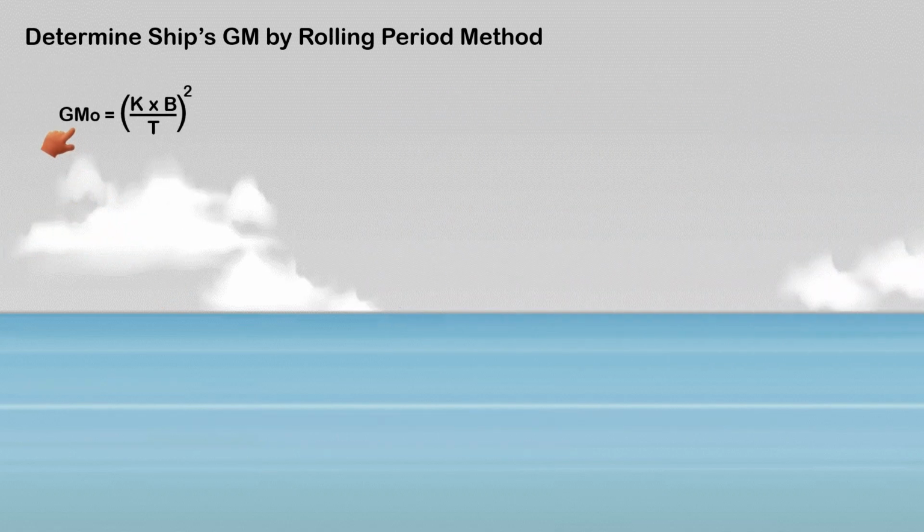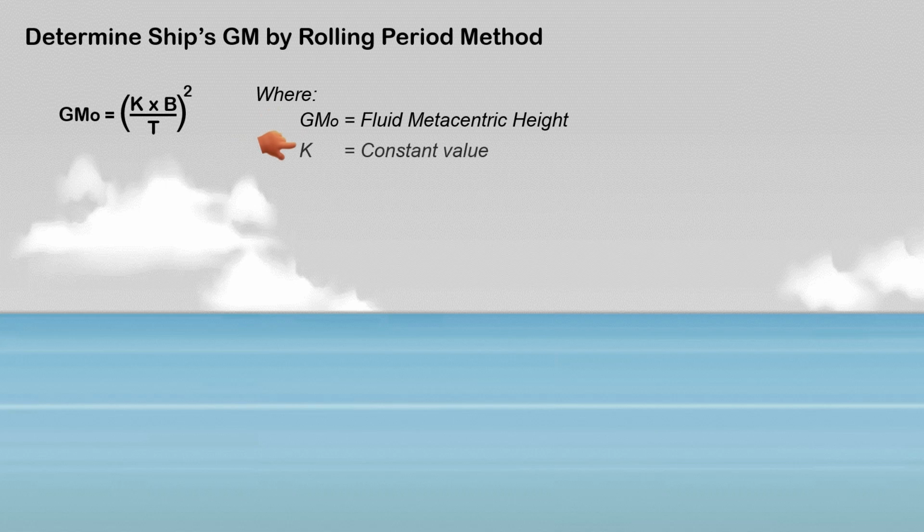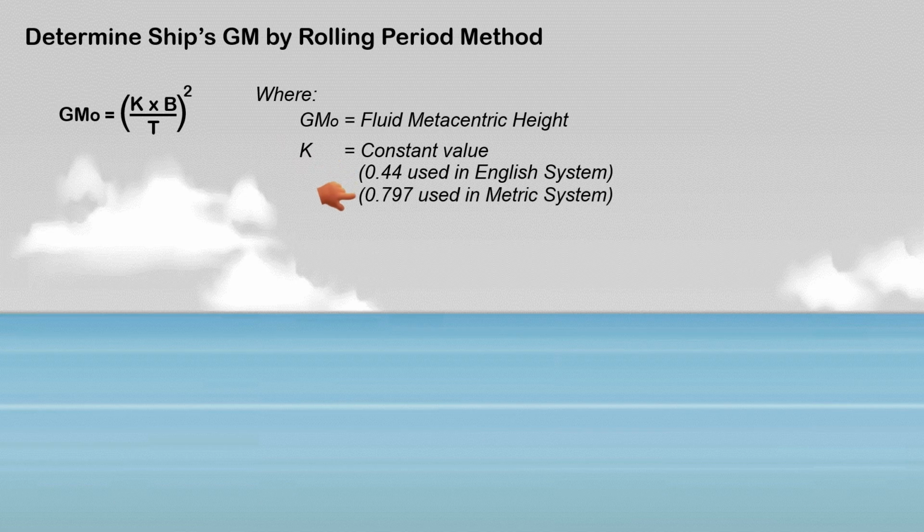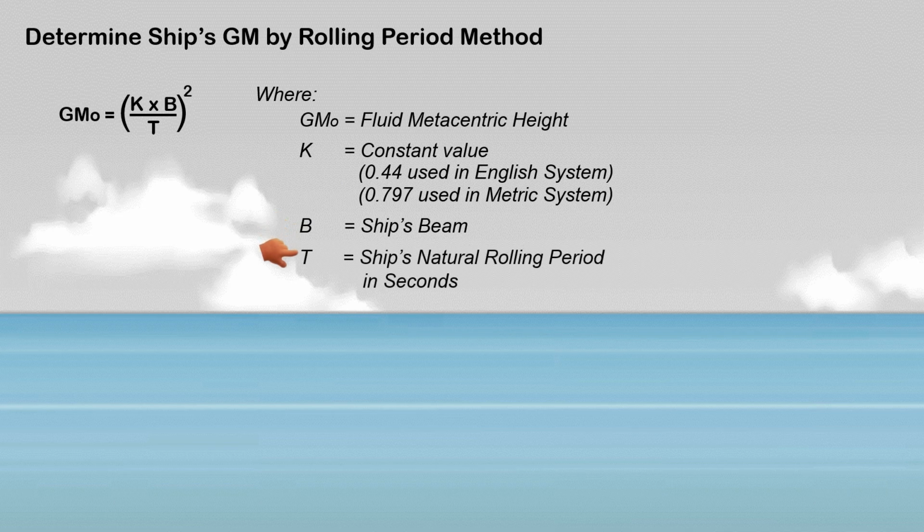This is the common formula you can use to determine the ship's approximate metacentric height by rolling period, where GM is the approximate fluid metacentric height. K is a constant value, which is 0.44 if you are using English system, and 0.797 for metric system. B is the ship's beam. T is the ship's natural rolling period in seconds. The result will be raised to the power of 2. You can use this constant value if you are taking an examination, or during the written assessment.